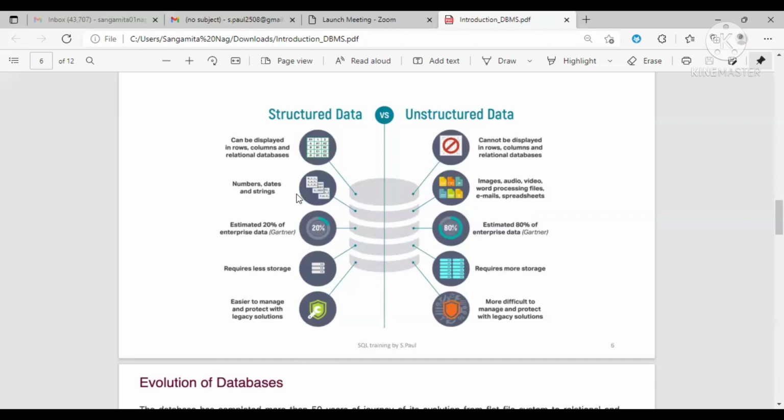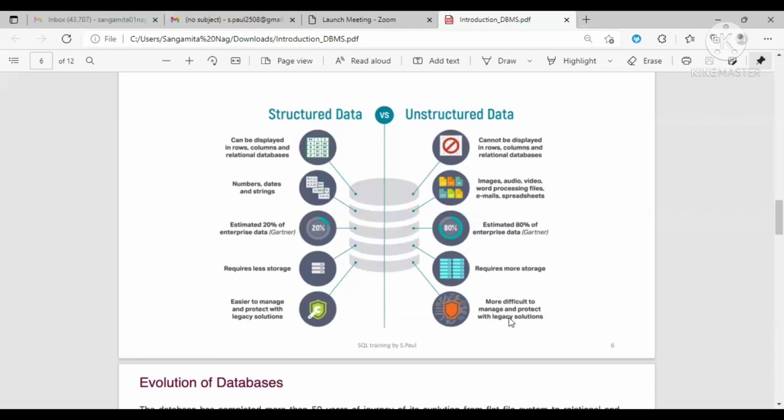And structured data is easier to manage and protect with legacy solutions. When I say legacy solutions, it's basically RDBMS databases like Oracle, MySQL, SQL Server, Teradata, Netezza. These are all used to manage structured data.